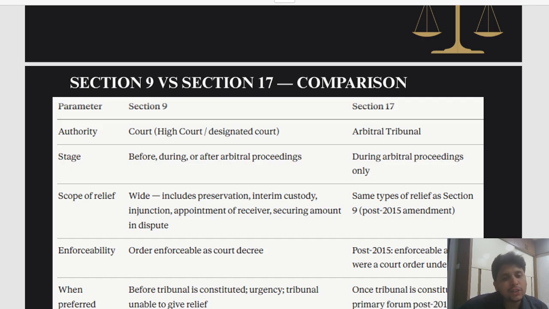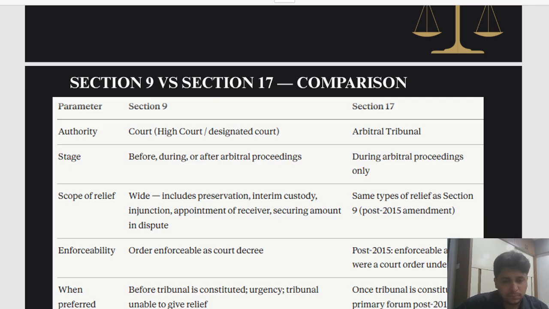Enforceability. The order is enforceable just like a court decree, enforceable as if it were a decree under the CPC. Again, a very basic difference. Now, when is it preferred? Section 9 applications are preferred in case there is any urgency. In Section 17, at any point of time, when the party thinks that this is necessary during the proceedings which are going on.